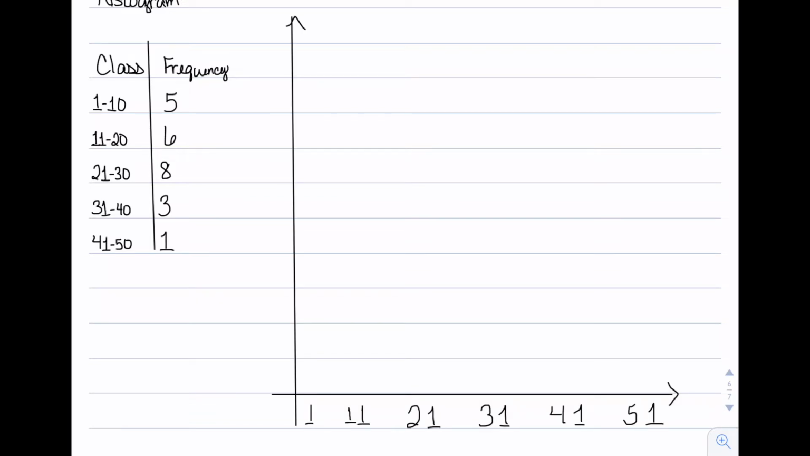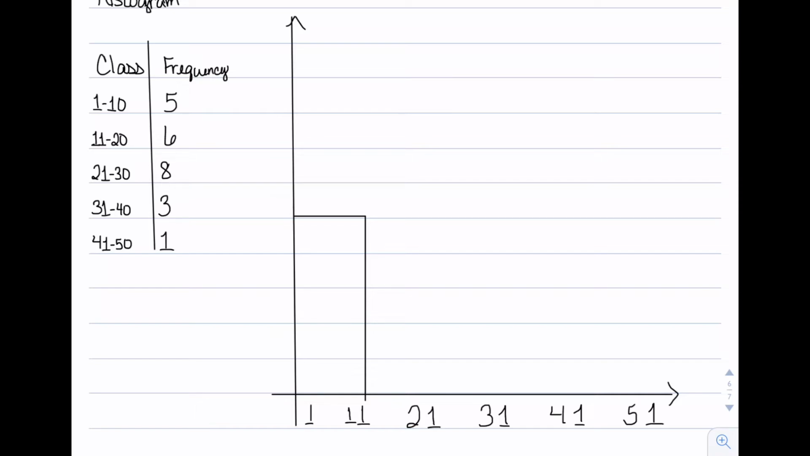And we actually only need to put the first number of all the classes, although I went ahead and wrote 51 to be this next empty class that has 0 things, the one from 51 to 60, and we'll see why in just a minute. So between 1 and 11, I have 5 data points. So between 1 and 11, I'll draw a bar of size 5.